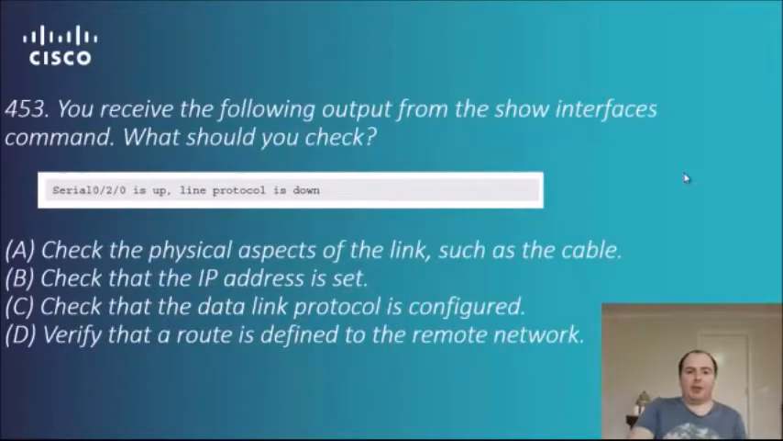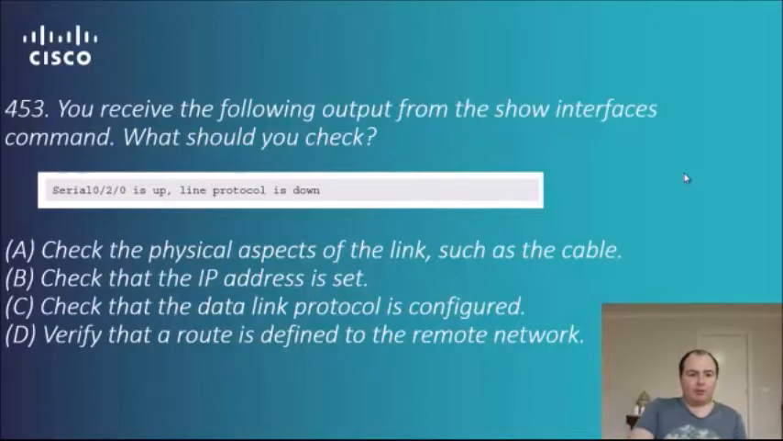453, you receive the following output from the show interfaces command. What should you check? So we've got serial 020 is up, line protocol is down. We've got check the physical aspects of the link such as the cable, check that the IP address is set, check that the data link protocol is configured, verify that a route is defined to the remote network. If both of them were down, that's when you check the cable.